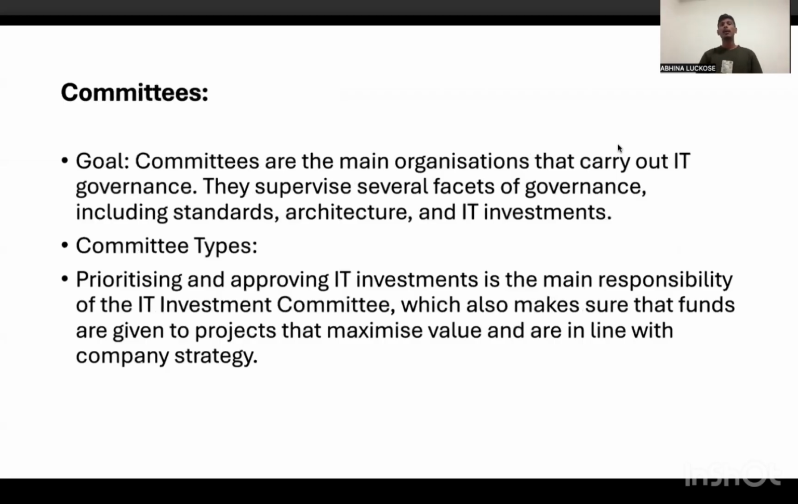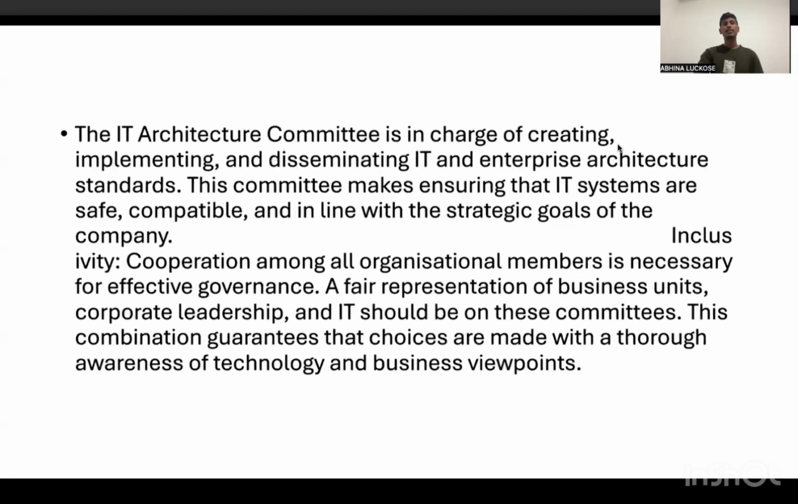So, committees. The committees are the main organizations that carry out IT governance. They supervise several facets of governance, including standards, architecture, and IT investments. Committee types: prioritizing and approving IT investments is the main responsibility of the IT investment committee, which also makes sure that funds are given to projects that maximize value and are in line with company strategy. The next one is the IT Architecture Committee. It is in charge of creating, implementing, and disseminating IT and enterprise architecture and standards.